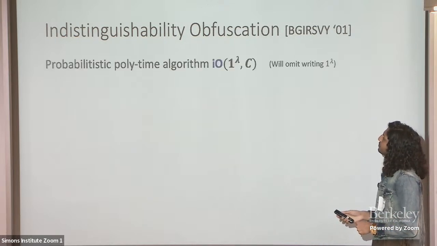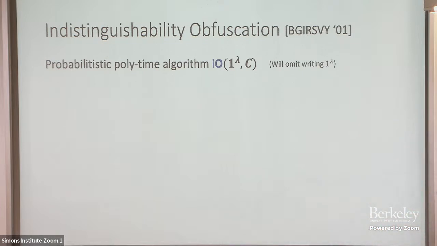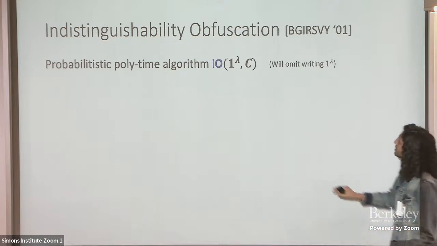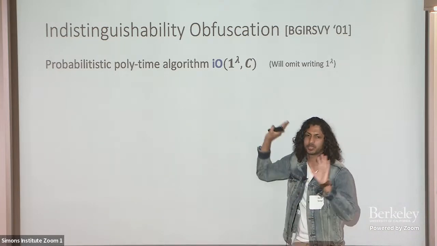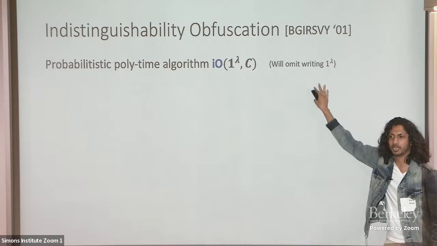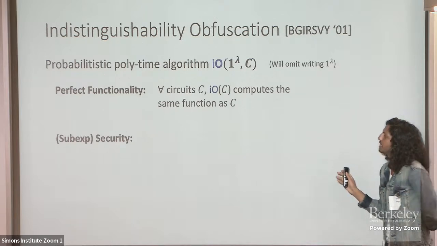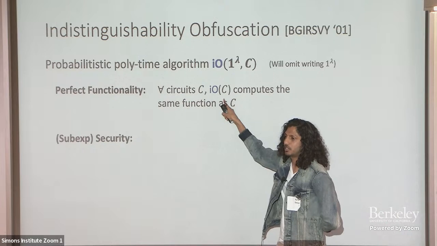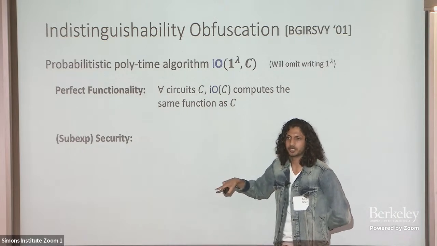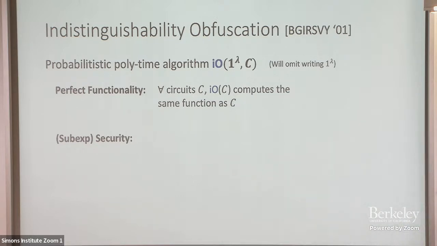What is an indistinguishability obfuscator? It's some sort of randomized algorithm. It takes as input a circuit. It also takes as input a security parameter, but let's not worry about that. For now, I'm going to omit writing it. And it has the following two properties. The first property, as you'd expect, is that for all circuits C, the obfuscator will output a circuit computing the same function.